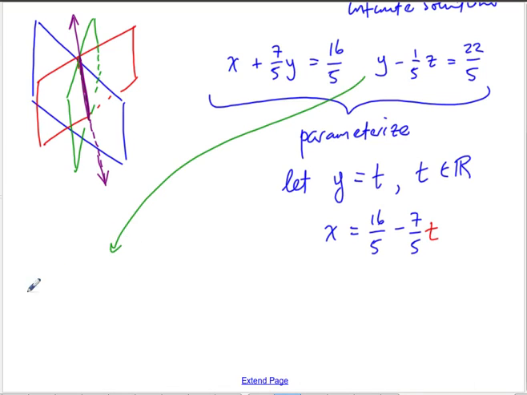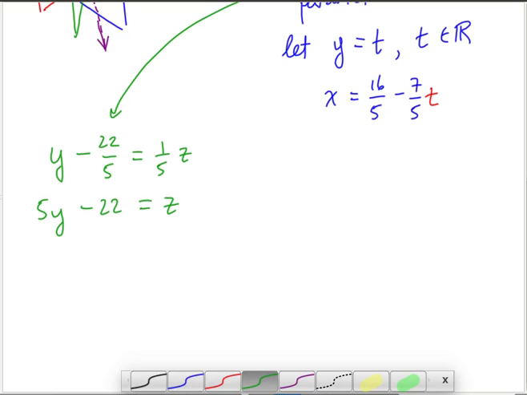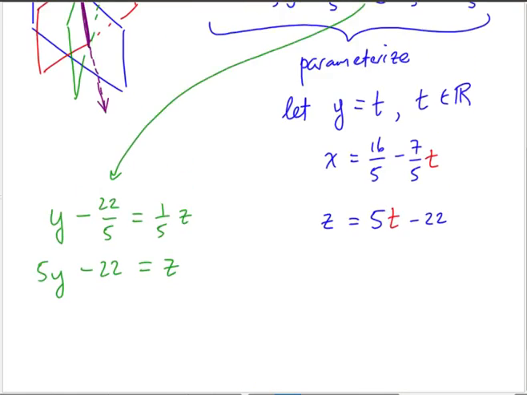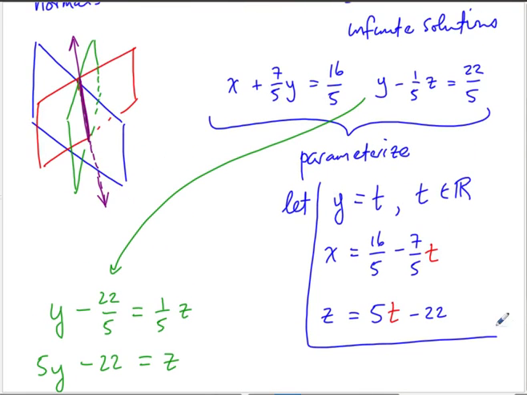So over here, I'm going to write that as y minus 22 over 5 equals 1/5 z, taking the z to the other side. Multiply through everything by 5, and this equals z. Now I can write z is equal to 5, but instead of y, I'm going to write it as t, minus 22. And so there we have our parametric equations for the line.